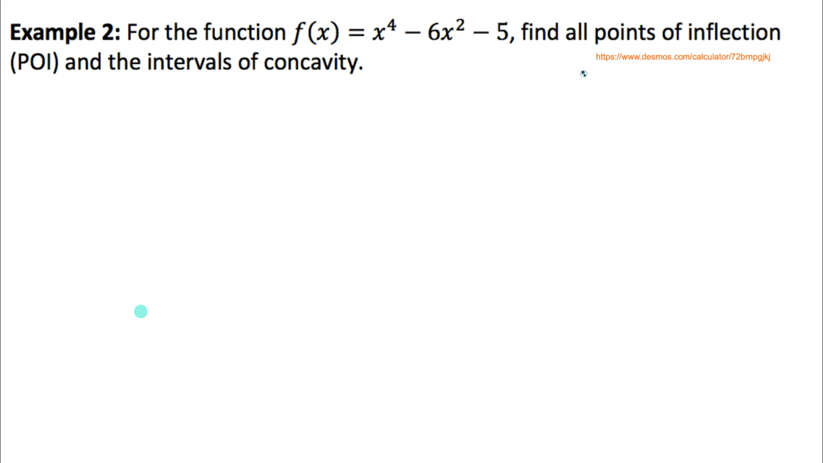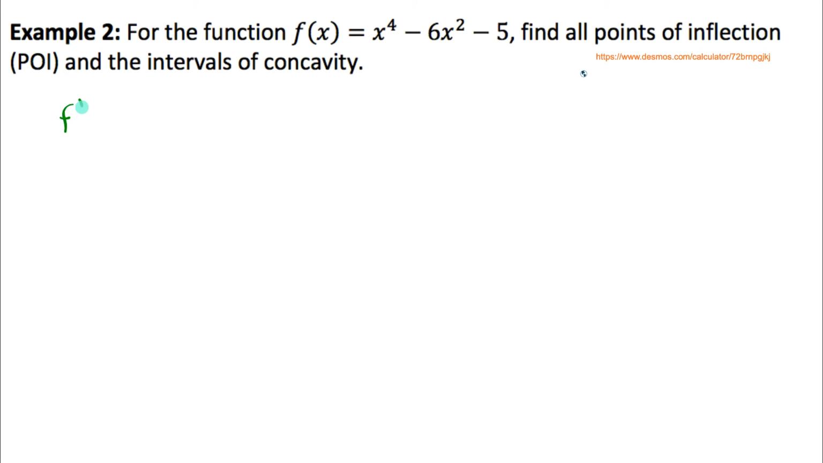Let's go back to example 2, where it doesn't ask us to find any local max or min points. So we're not going to be using any first or second derivative test. It instead asks us to find all the points of inflection and the intervals of concavity for this function. Well, remember, a point of inflection is a point where the function changes its concavity. And for it to be a point of inflection, at that point, the value of the second derivative is going to have to be 0 or undefined.